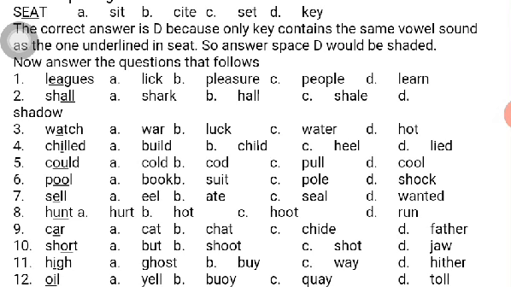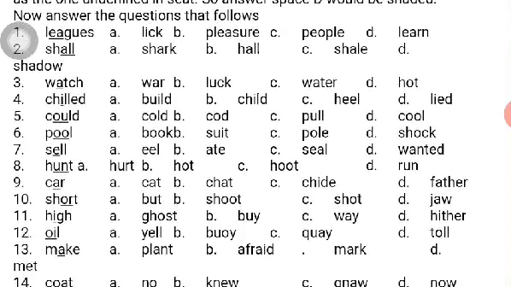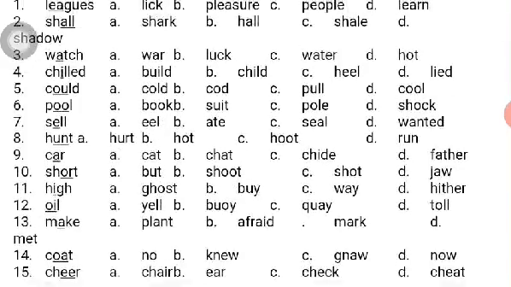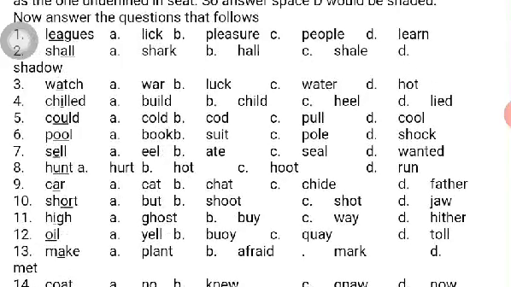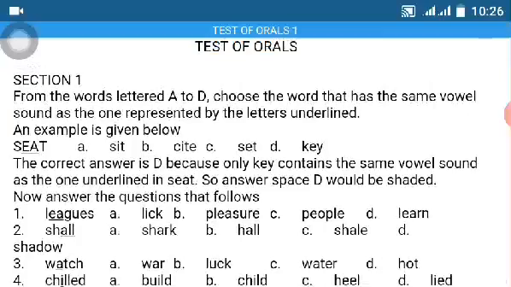So now we have option A. What we have in option A is WAR. Option B, we have LUCK. And option C, we have WATER. And option D, we have HOT. So which one is going to be the answer? That's what we're going to find out on our explanation marker board. So let's take a journey straight away to the explanation marker board so that we can easily see the answers to these questions.